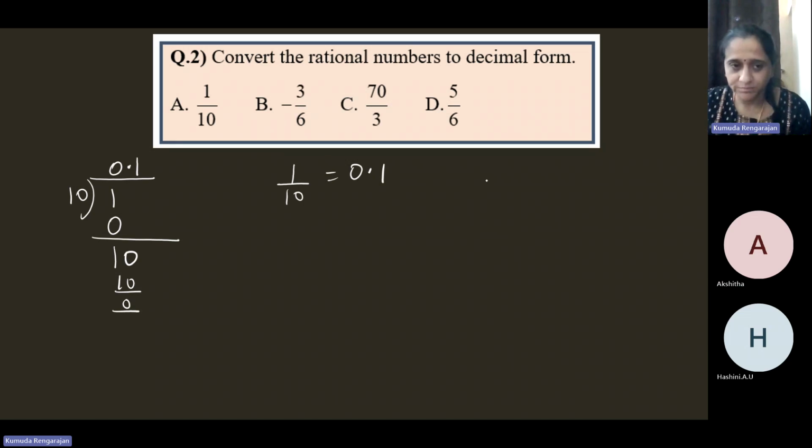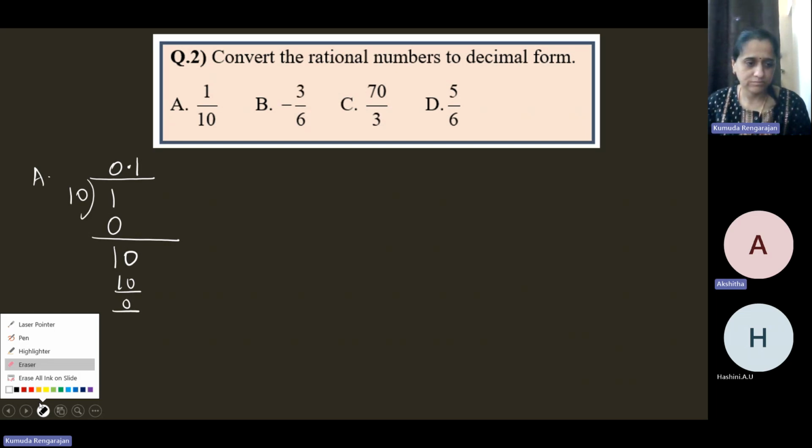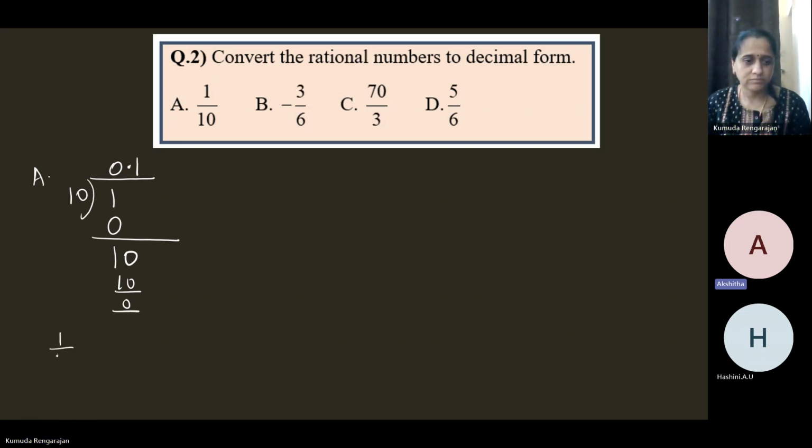Can I see the answer? Yeah, minus 3 by 6. Minus 0.5. Then, 2 by 3 is 0.666, it goes on. It's a non-terminating repeating decimal. Which one? C, yeah? Okay. Correct. For the second one, it's minus 0.5. Correct. And for the fourth one, it's 0.8333 and 3 goes on.